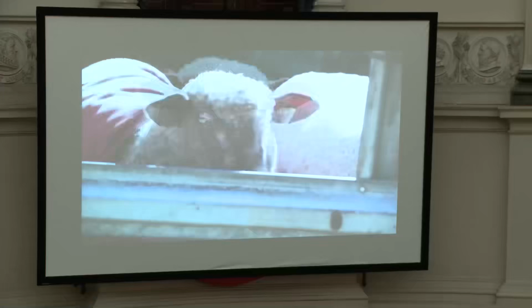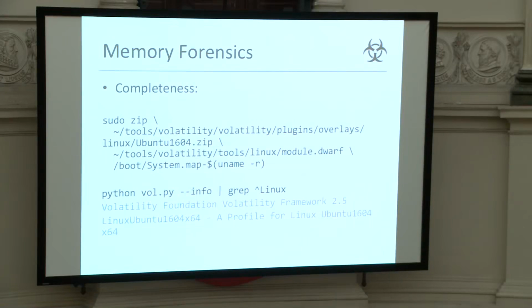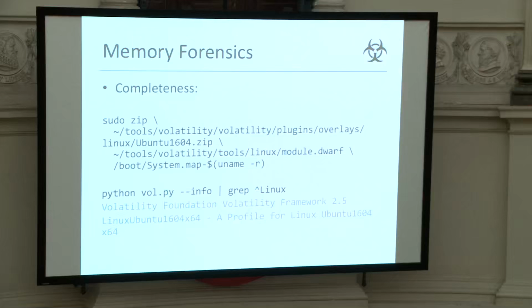After making the module.dwarf file, you just need to copy it into the Volatility directory. You actually package the module.dwarf with the current System.map. Again, this is all for the target system that you want to acquire and analyze RAM on. Package that up, drop it into the Volatility subdirectory, and then run that first command with the --info option. You can grep for Linux and you should see your profile in there.